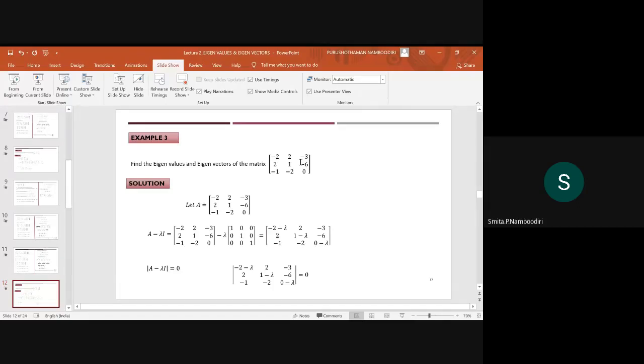Anybody has got the values? Five, minus three, minus three. Okay, so Rojit has got five, minus three, minus three. What about others?